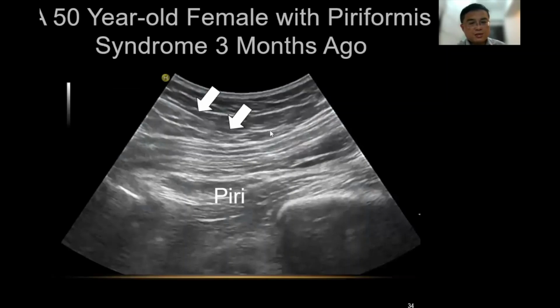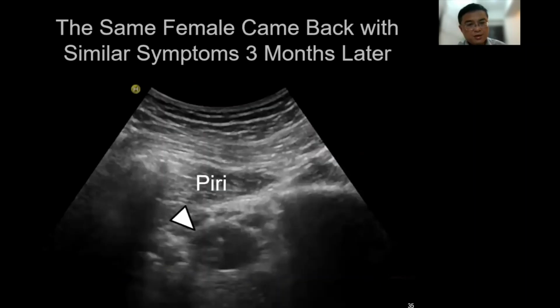So this is a case with piriformis syndrome. Three months ago, he visited my clinic, and we performed the piriformis injection. But three months later, he came back to my clinic. He said the buttock pain actually did not improve a lot. So I used ultrasound, and besides buttock pain, she also had pain radiating to the perineum.